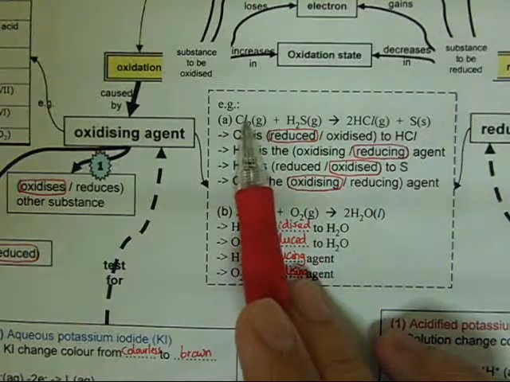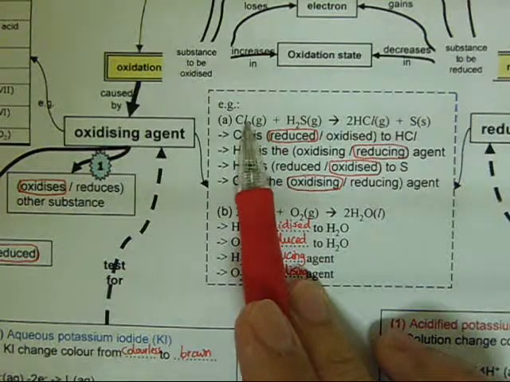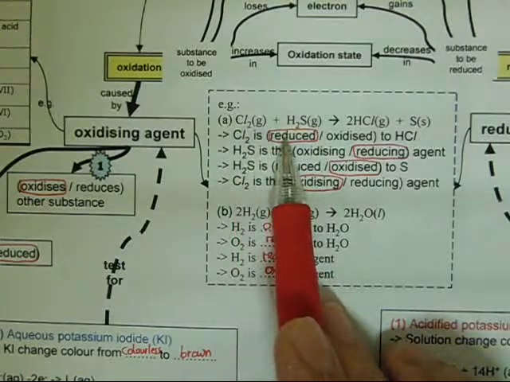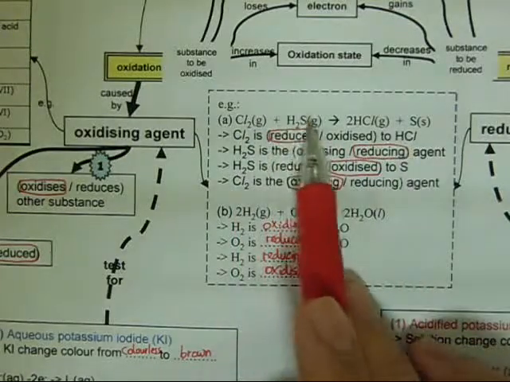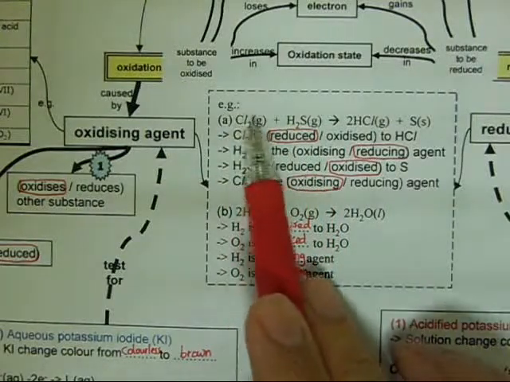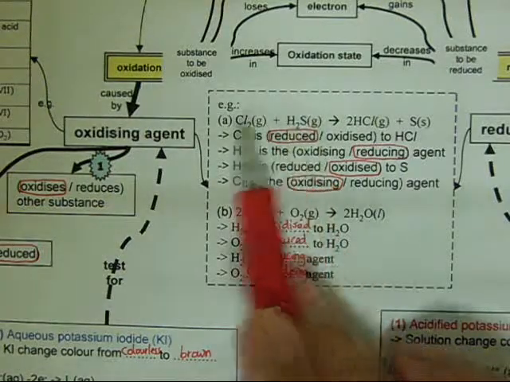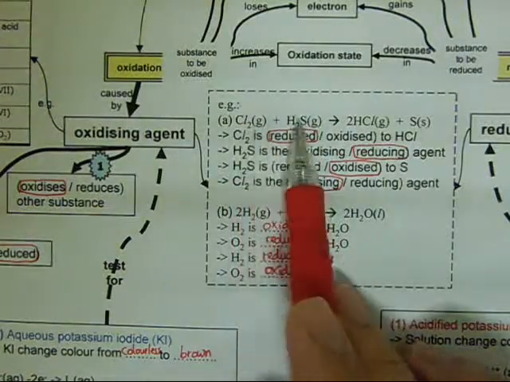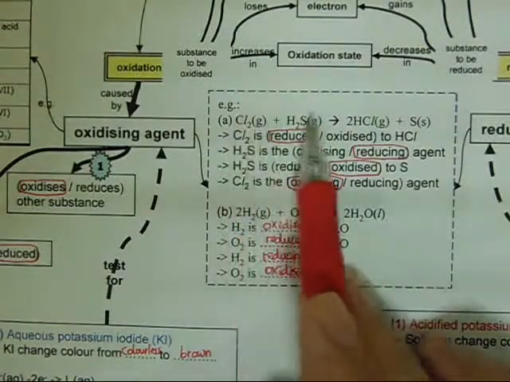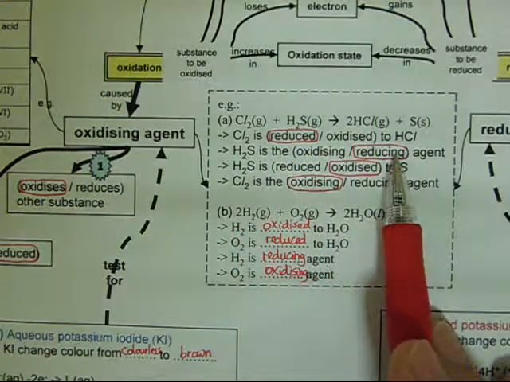Now when Cl2 is reduced, there must be another substance that reduces it, that makes it reduced. So the other substance would be H2S. So if Cl2 is reduced to HCl, there must be something that reduces it. So the something would be H2S. Why? Because there are only 2 things as the reactants here. So if this one gets reduced, this one must be the reducing agent. Therefore, H2S is the reducing agent.